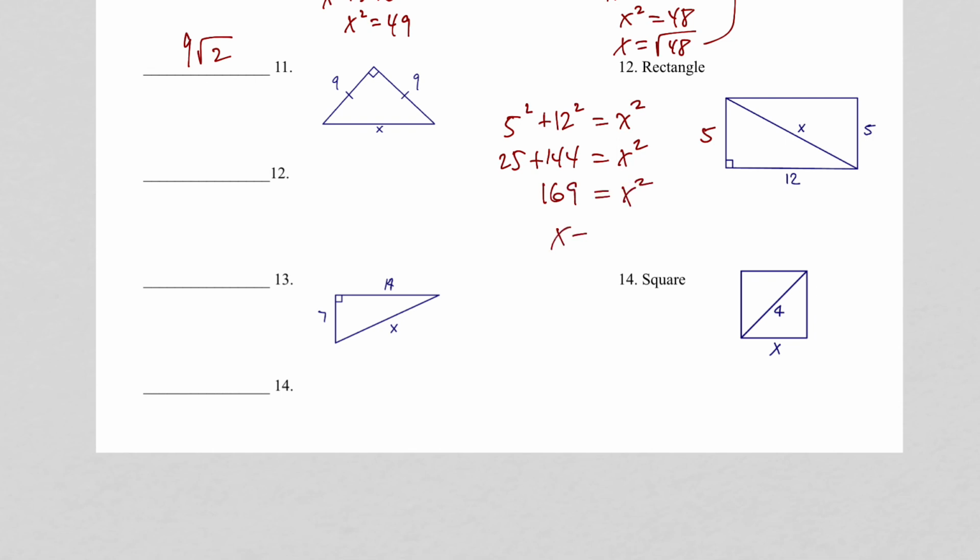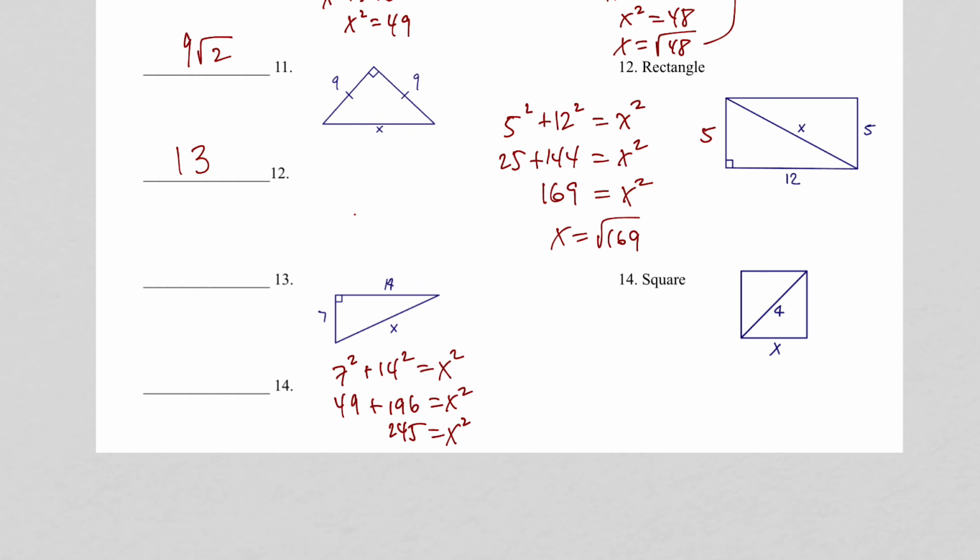So x is equal to the square root of 169, which is 13. Okay, here are the legs. So 7 squared plus 14 squared is equal to x squared. 14 squared is 196. Add those together, and we get 245.